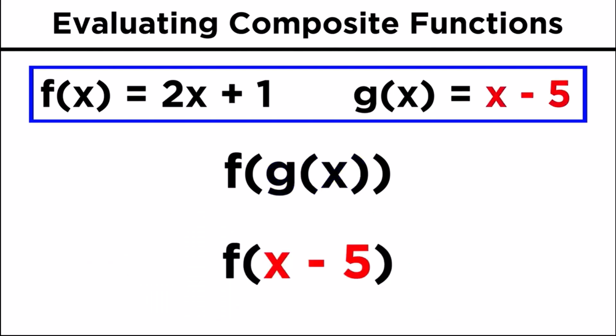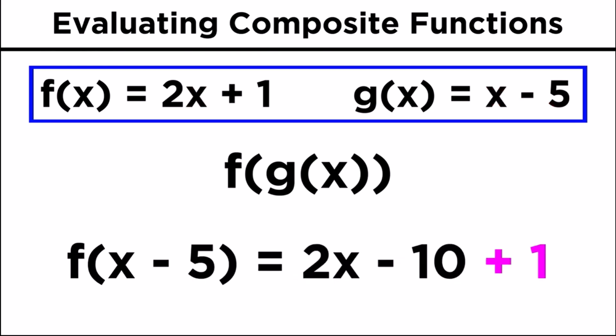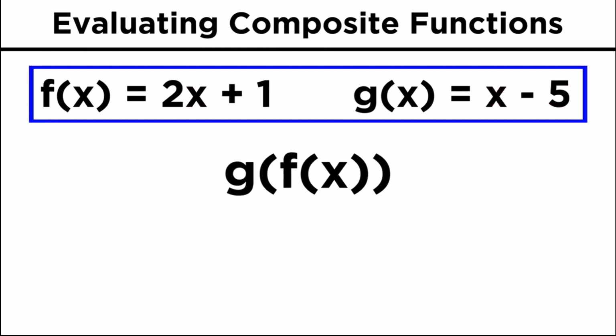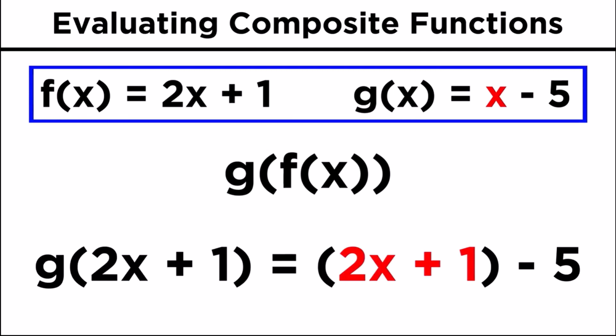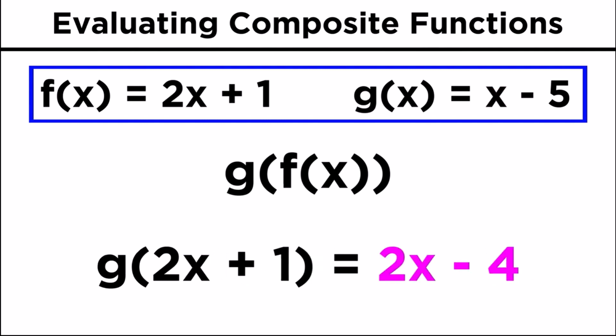In other words, we are taking f of x minus 5. We plug in x minus 5 for x, multiply through by 2, and add 1 to get 2x minus 9. We can also find g of f of x, and it will be totally different. We put 2x plus 1 in for x in the g of x expression, and all we need to do is then subtract 5 to get 2x minus 4.